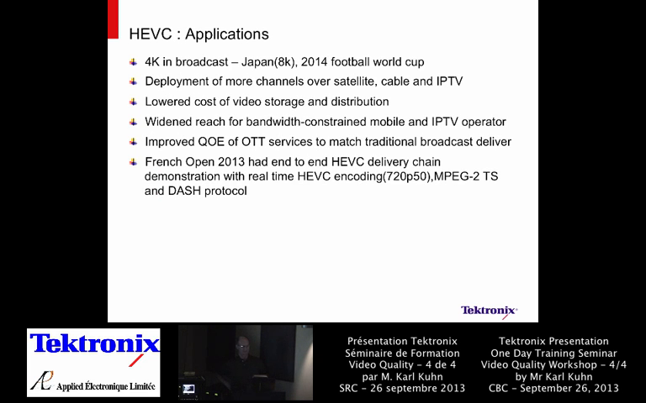Well, there's some applications. Japan is going full steam into it because that's what they usually do. It's all about deploying more channels over satellite, over cable, over IP, over the air. It's all about content, people willing to pay for it.